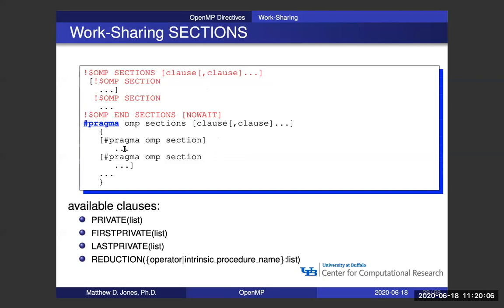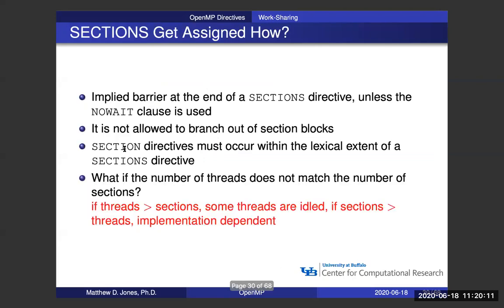Sections, again, you can guess what sections look like. No surprises here. How do the sections get assigned? Well, there's an implied barrier at the end of each of these sections directives, unless you use the nowait clause for them. You can't branch out of them, right? That would not make sense to do. The section directives have to occur within an overall sections directive themselves. If your number of threads doesn't match the number of sections, well, if you have more threads, some get idled. If you have fewer threads, then it will be left up to the implementation how to divide the work that gets assigned to them.